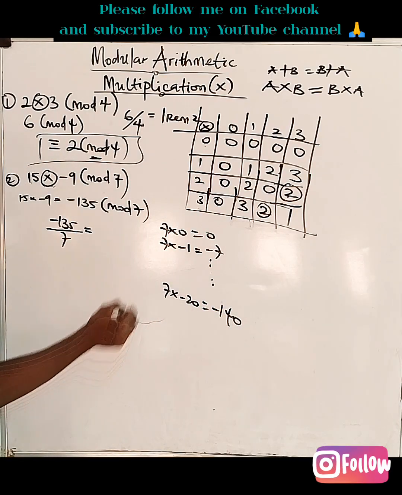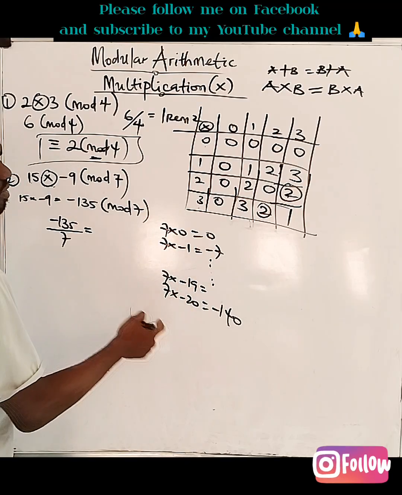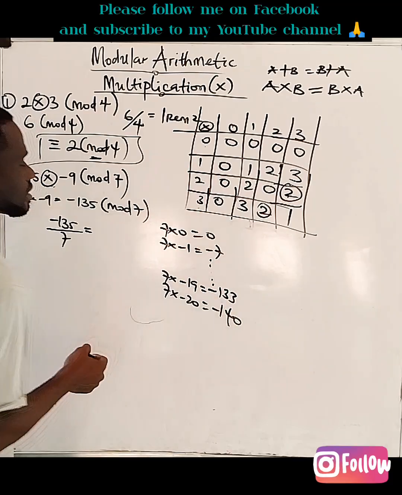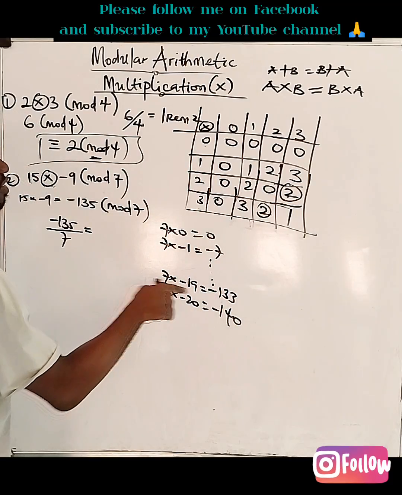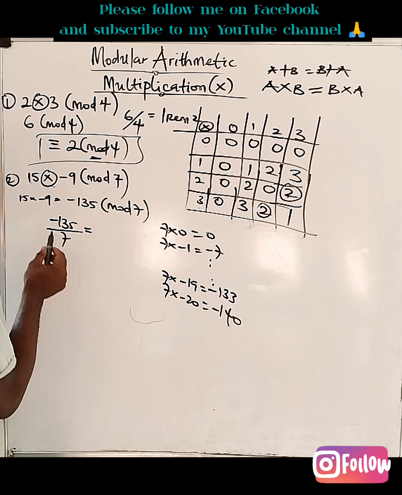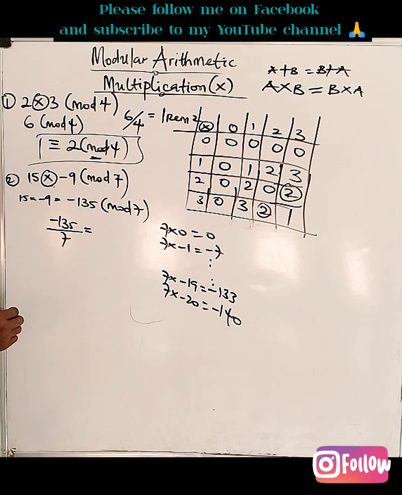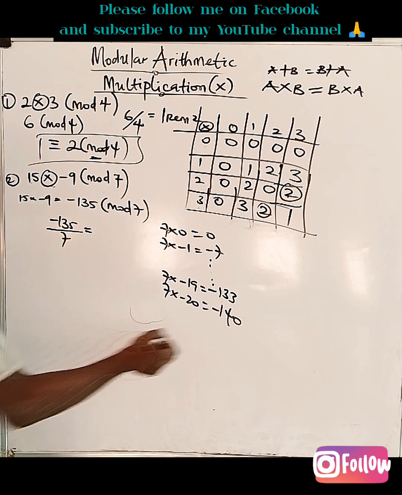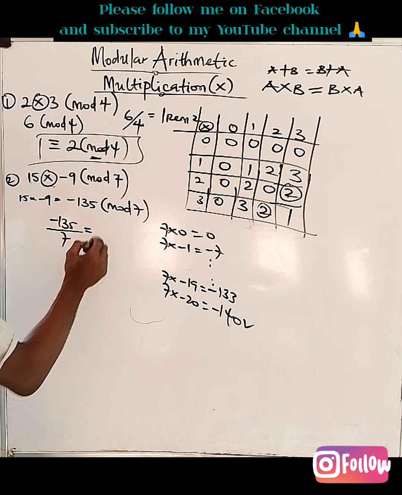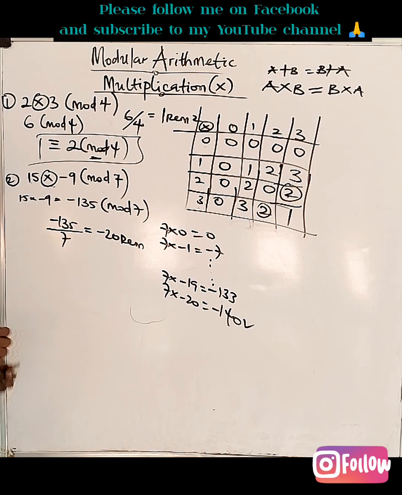Now before minus 20, if you do 7 times minus 19, let's see what we're going to get. 7 times minus 19 is minus 133. So this is minus 133. Minus 133 is bigger than minus 135. Minus 140 is smaller than minus 135. So we're going to settle for this. We're going to go with this. So 7 into minus 135 will give us minus 20 remainder. So minus 20. So what's going to be our remainder?